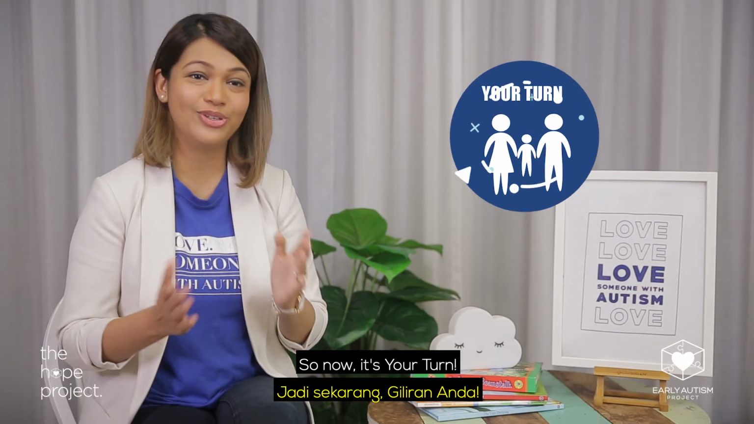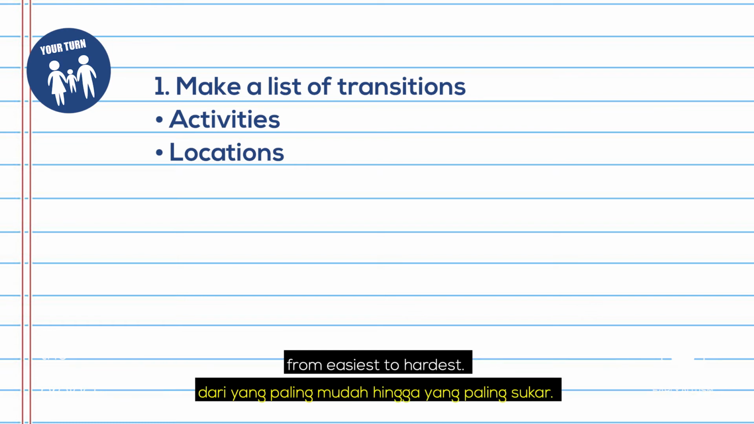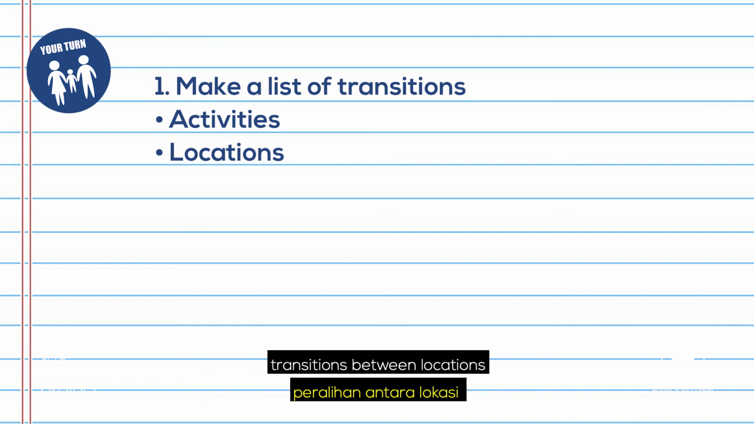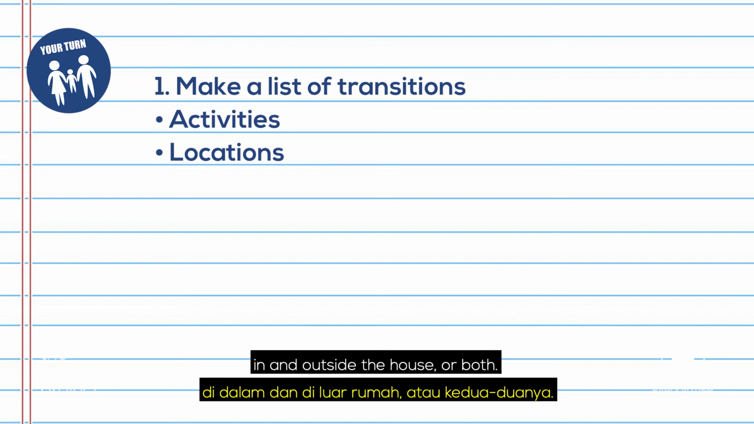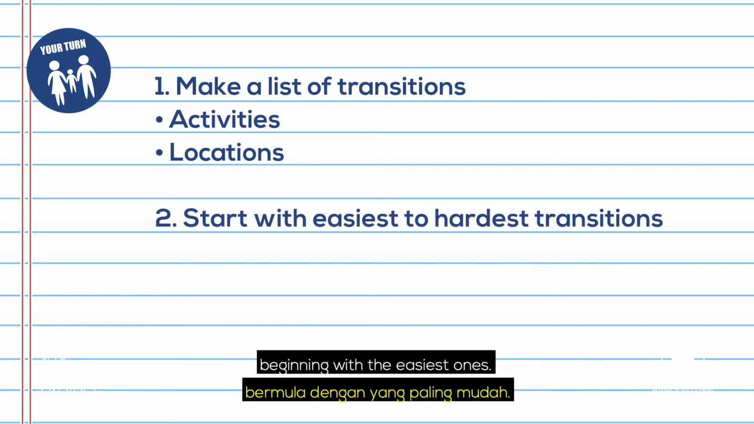So now it's your turn. Make a list of all the transitions your child would do in daily life, from easiest to hardest. This can be transitions between activities, transitions between locations, in and outside the house, or both. Using the steps from this lesson, start practicing these transitions as often as you can, beginning with the easiest ones.